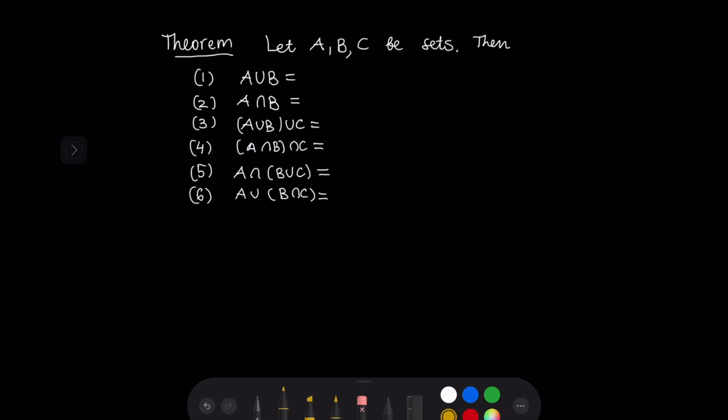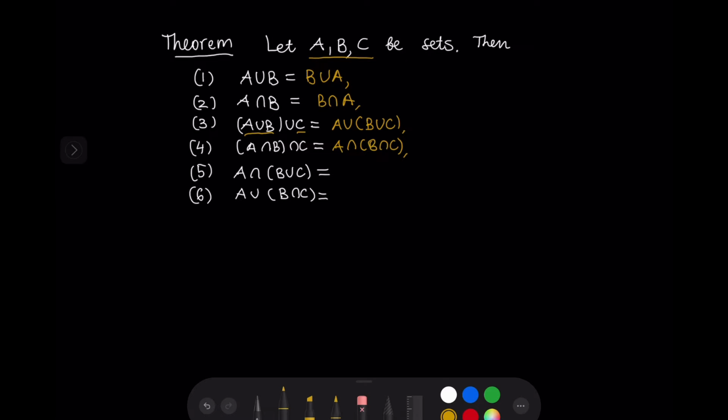So let us discuss some properties of the operations on sets. Let A, B, and C be sets. Then A union B is the same as B union A. A intersection B is the same as B intersection A. If we take A union B and then compute union with C, this is the same as taking B union C and then computing union with A. And similarly for the intersection. So we have here A intersected with B intersection C in parentheses.